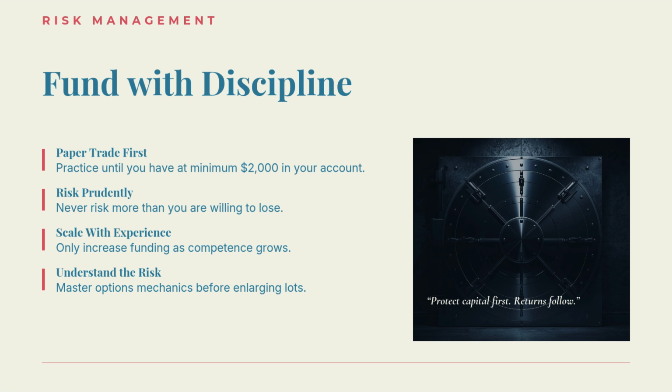So again, you need to have $2,000 minimum. I advise you to paper trade first and then scale as your experience grows, scale as your risk assessment grows and your understanding of options. And then you can start to add more money. We always recommend that you start with one underlying and then start with one lot, and then you scale up from there to multiple underlyings and then eventually to multiple lots.